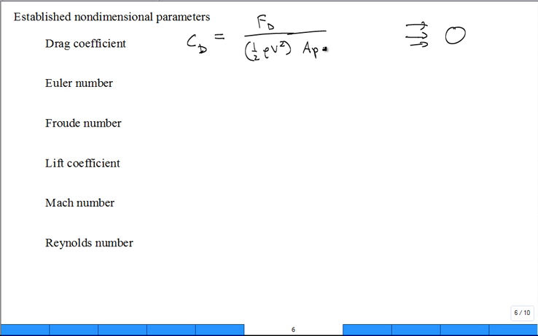All right. Euler number. Well, what would that be? Some pressure loss or pressure drop. Let me look at my notes here.